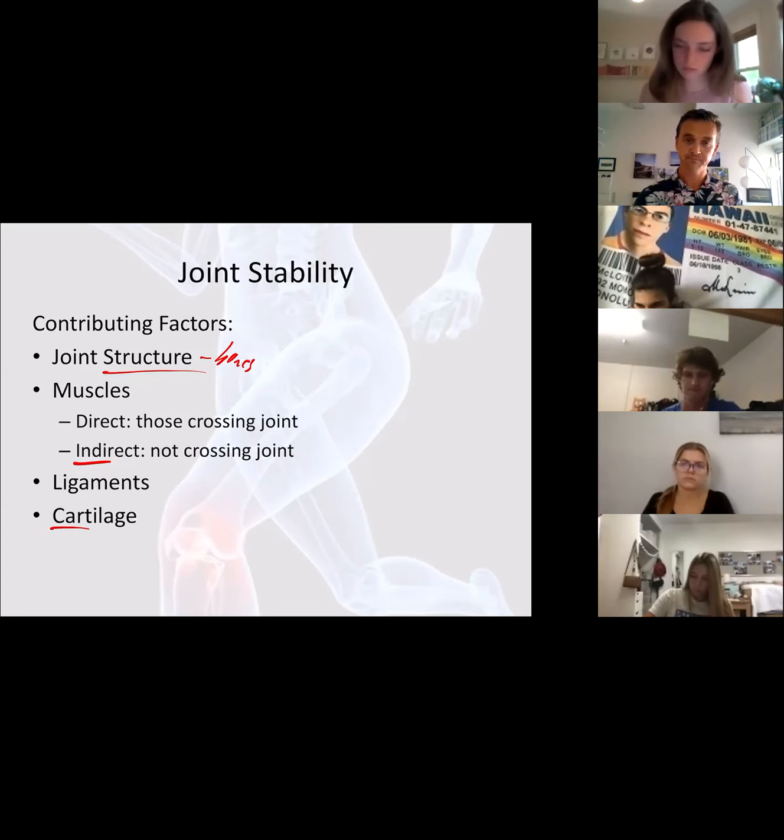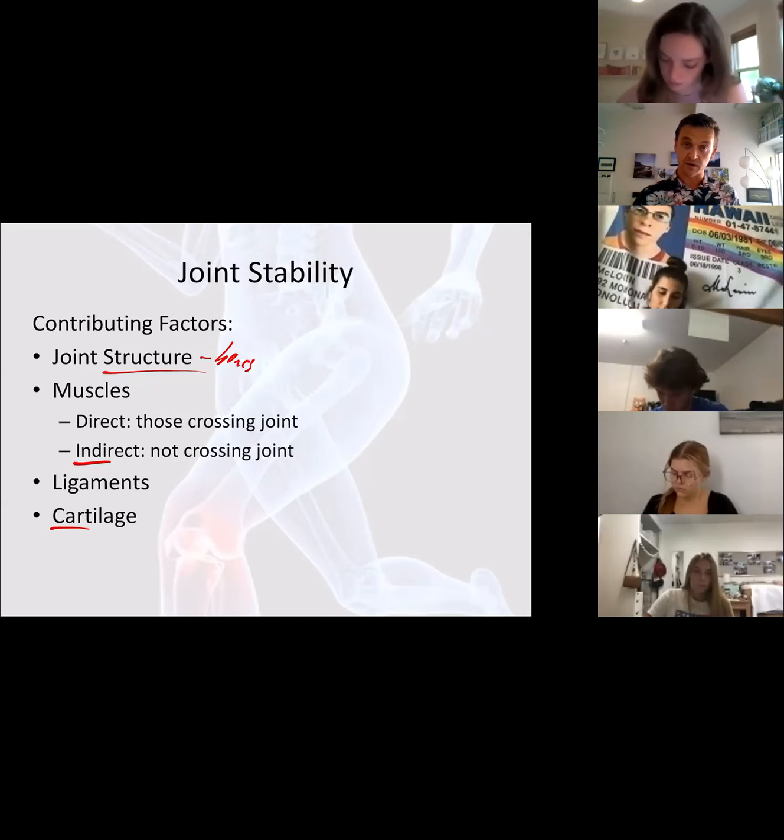So did you give an example for the direct muscles? Yeah, so the direct would be like the quadriceps going over your knee, or the hamstrings coming over the back of your knee. It's a muscle or tendon that crosses over the joint and stabilizes that specific joint.